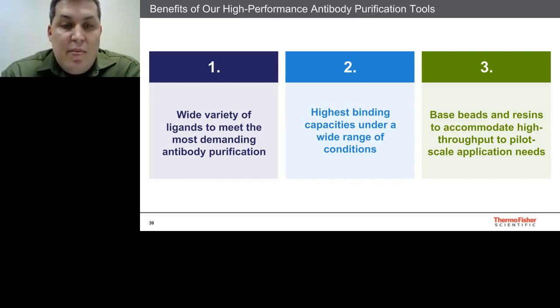The main function of the capture step in a process is to concentrate the target protein and purify as much as possible. High-performance chromatography resins like Poros can offer benefits including high dynamic binding across a wide range of conditions, excellent cleanability, and superior resolution allowing for smaller pool volumes.